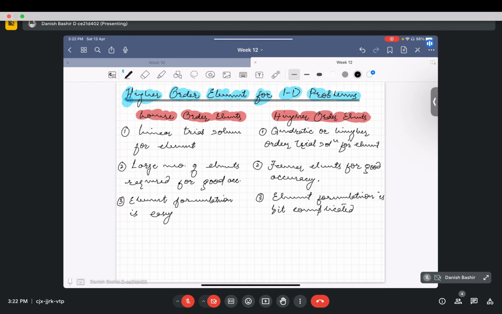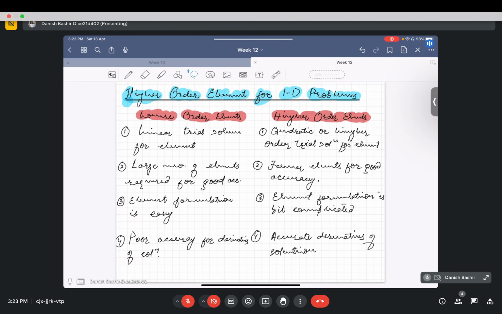And what is the point here? Why are higher order elements usually useful? Because these give accurate derivatives of the solution. I hope you got the point.